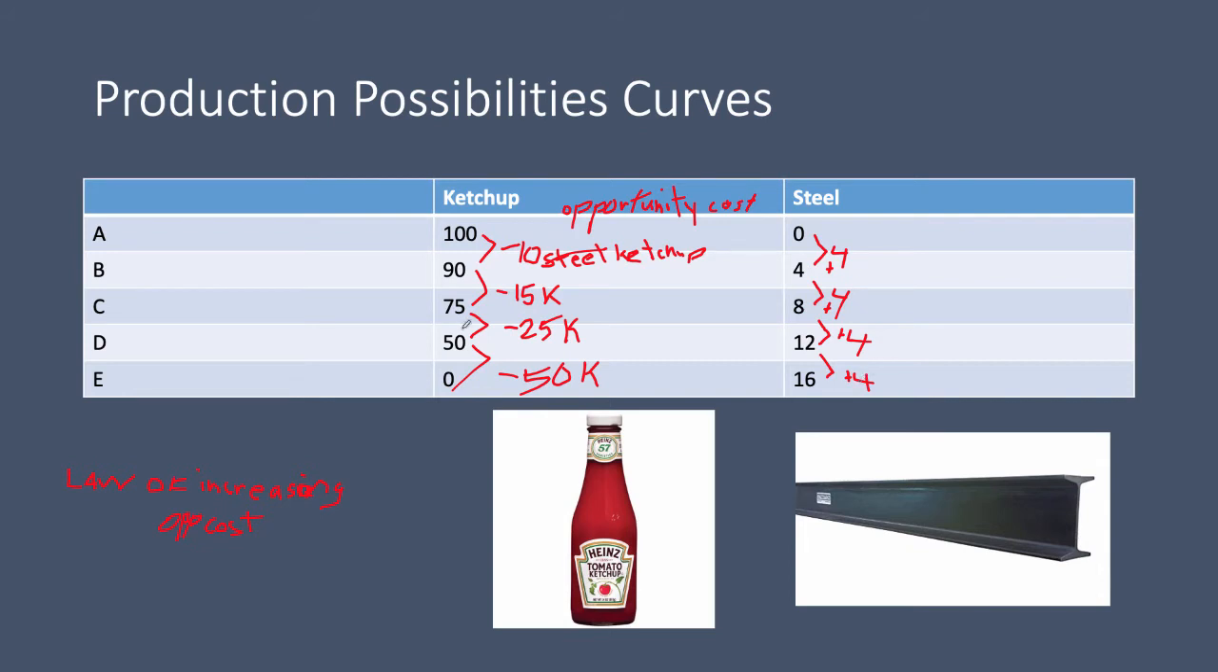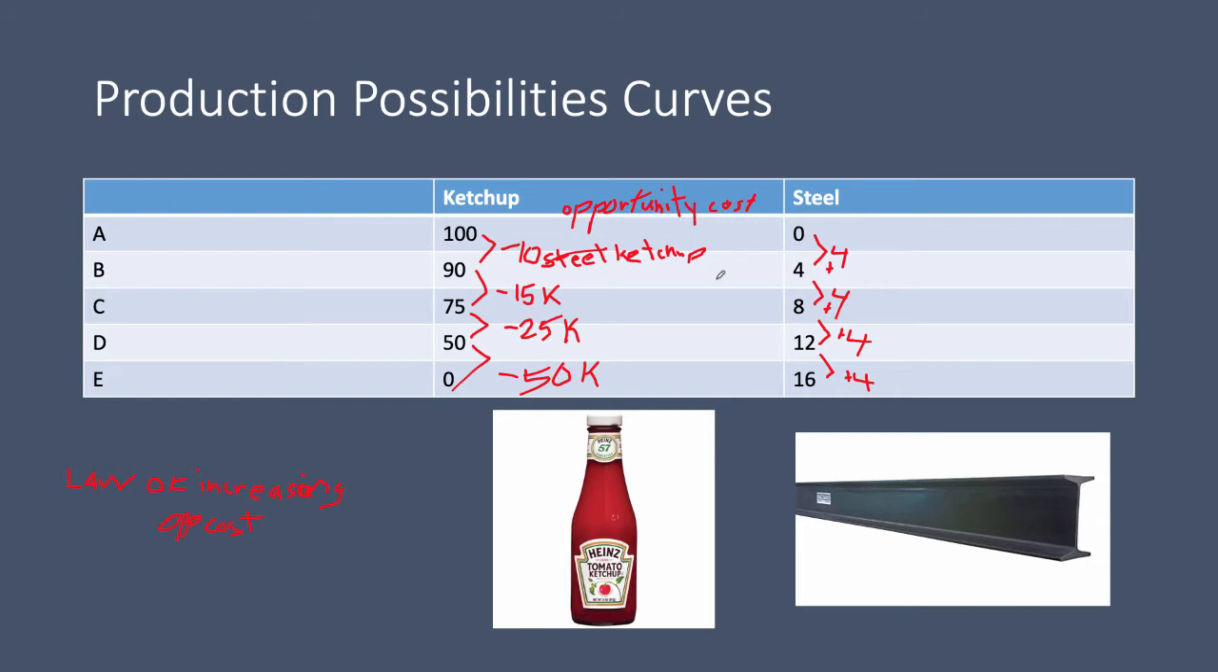Now, the reason that law of increasing opportunity cost exists is because primarily inputs are not perfectly interchangeable. Think about producing steel and ketchup. The people who produce ketchup and the people who produce steel are fairly specialized. If you're just producing ketchup and you want to produce more steel, you take the guys who are biggest and strongest out of the fields picking tomatoes and put them in the steel mill.